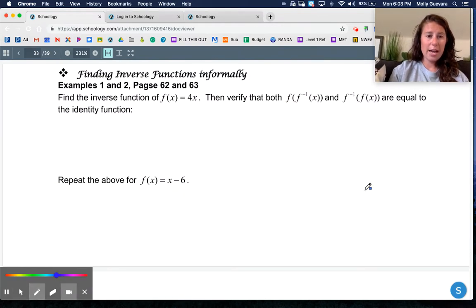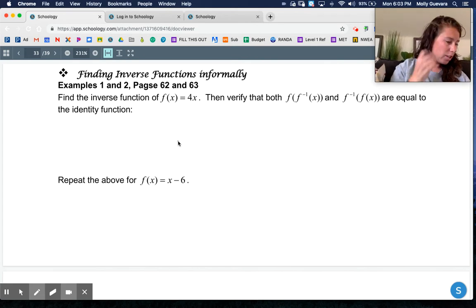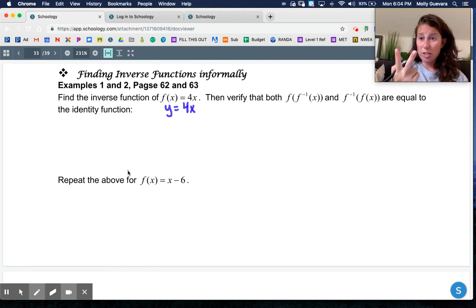So let's look at examples 1 and 2. Find the inverse function of f of x equals 4x, and then verify that they actually are inverses of each other. To find the inverse function, hopefully this is something we remember from Algebra 2. Remember that f of x is just another way to write y. So to find the inverse function, you just switch the x and y. So this will now be x equals 4y, and then you solve for y.